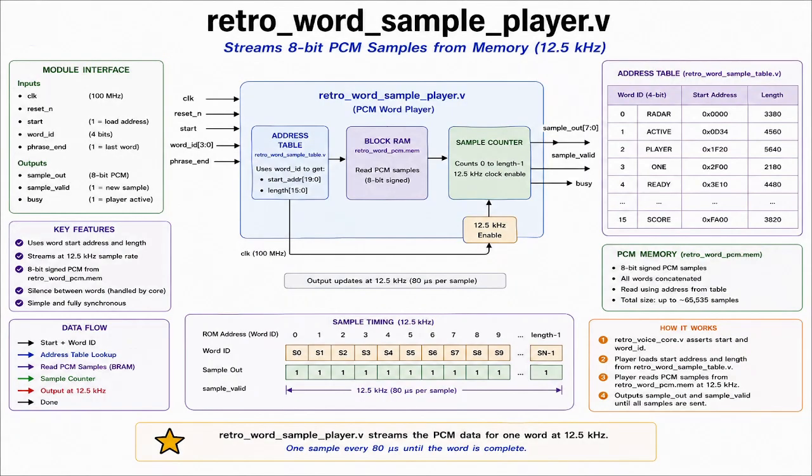The word player performs one job. Given a starting address and a sample length, it streams PCM samples from block RAM at exactly 12.5 kilohertz. Every 80 microseconds, a new sample is produced until the requested word has been completely played.